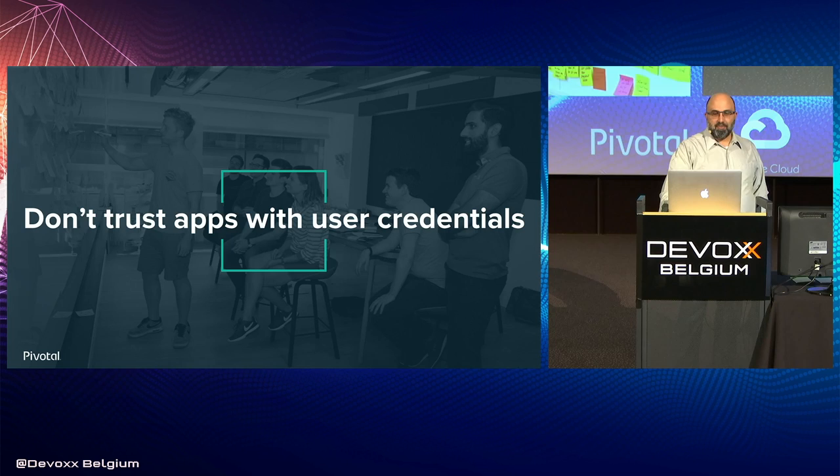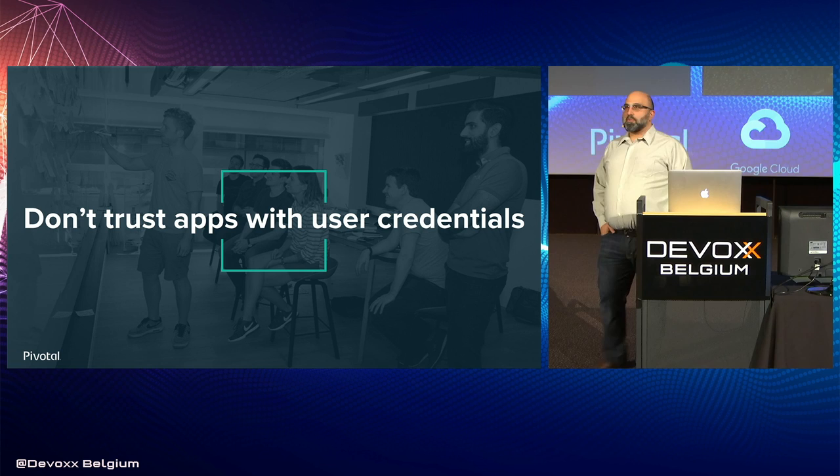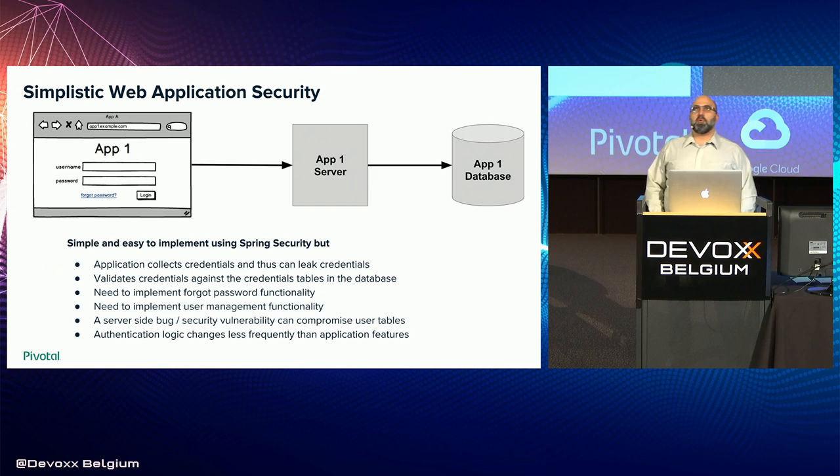So the first pattern we want to talk about is: don't trust apps with user credentials. What do we mean by this? Very simply, how many people here have implemented something in Spring Security or others where you wrote the code that brought up the login screen at some point in your career? I expect a good chunk of you. And that's what we typically reach for when we're building web app security. This is very easy to implement with Spring Security, user details service, form login. Once you've done it a couple of times, it really is not a lot of effort.